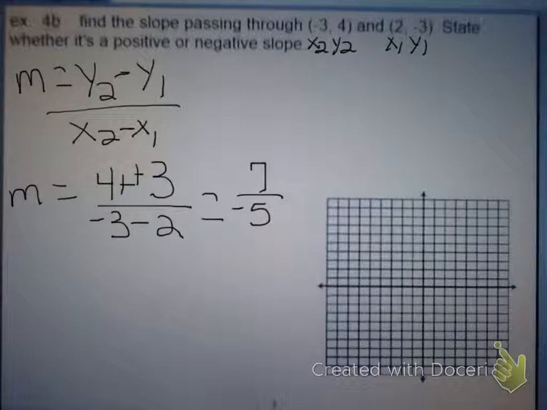Now we never leave a negative in the bottom. It's -7/5. Never leave a negative in the bottom. To show that the whole fraction is negative, you put it in the numerator or in front. Now let's go ahead and plot these 2 points and see if by calculating rise over run, it's -7/5.